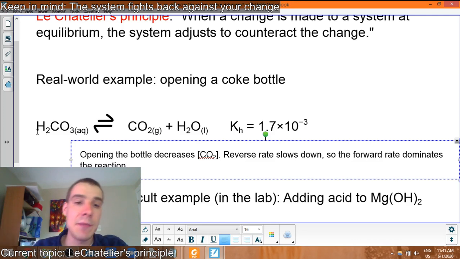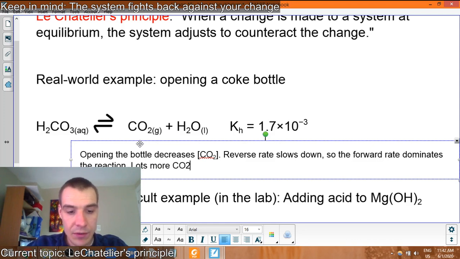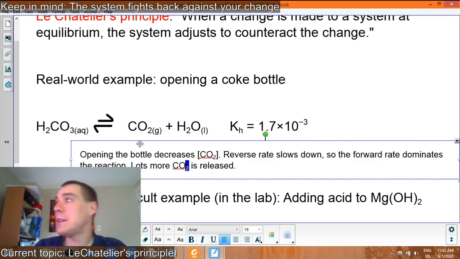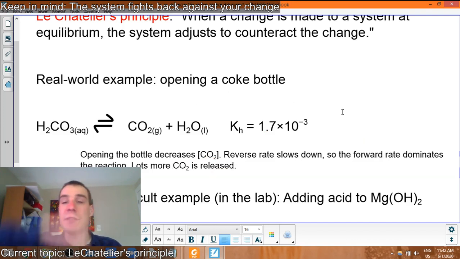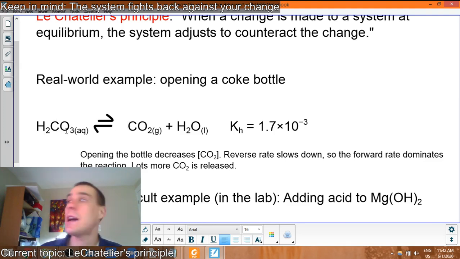Right, the forward rate will now dominate the reaction. Lots more CO2 is released. That's the kind of thinking that we need to be used to. You guys know that when you open a Coke bottle, a bunch of bubbles come out. Well, those bubbles are from the forward reaction producing CO2. It was already doing it, but there was a reverse reaction of the CO2 coming back and making the carbonic acid here. When we release the CO2, that forward reaction is still ongoing, and it releases a bunch of CO2 up into the atmosphere.